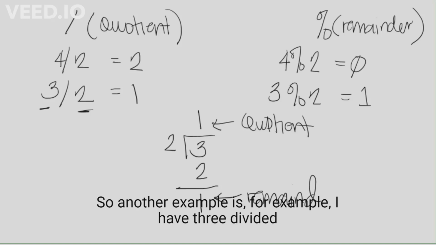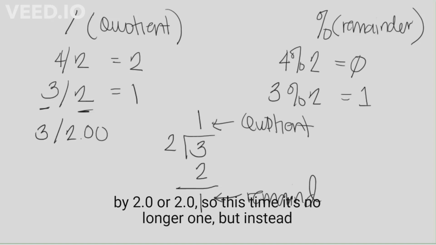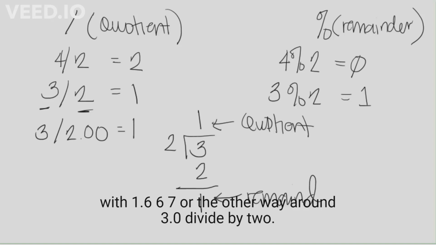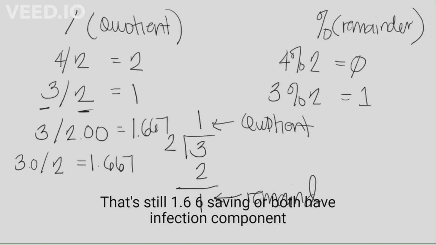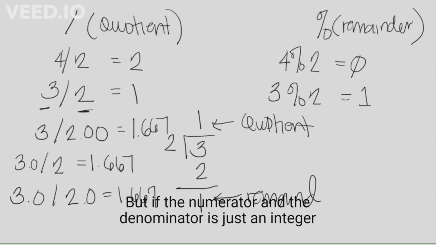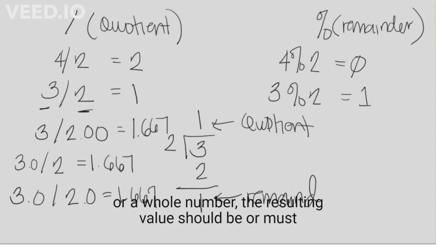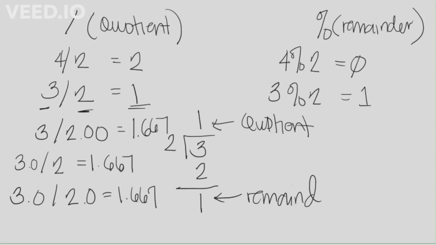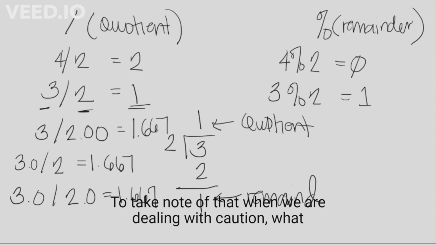Another example is, for example, I have 3 divided by 2.0 or 2.00. This time, it's no longer 1, but instead 1.667. Or the other way around, 3.0 divided by 2, that's still 1.667. Or both have a fractional component, 3.0 divided by 2.0 is equal to 1.667. But if the numerator and the denominator are just integers or whole numbers, the resulting value must be a whole number.